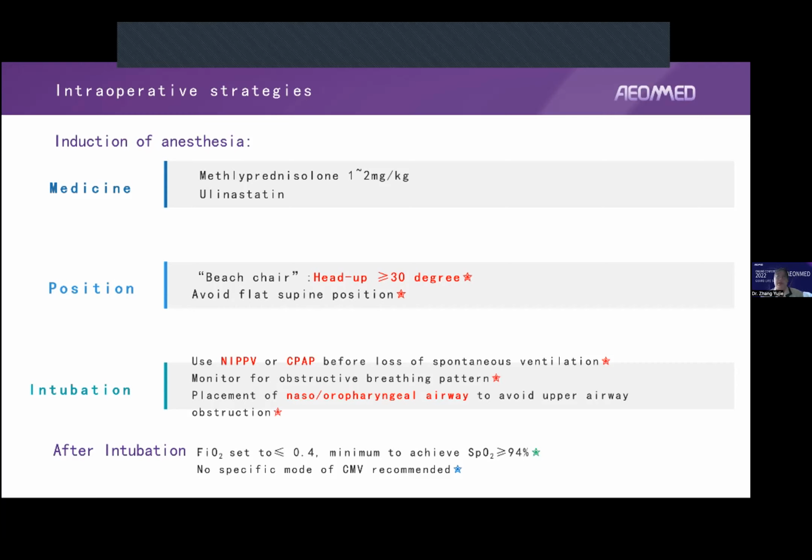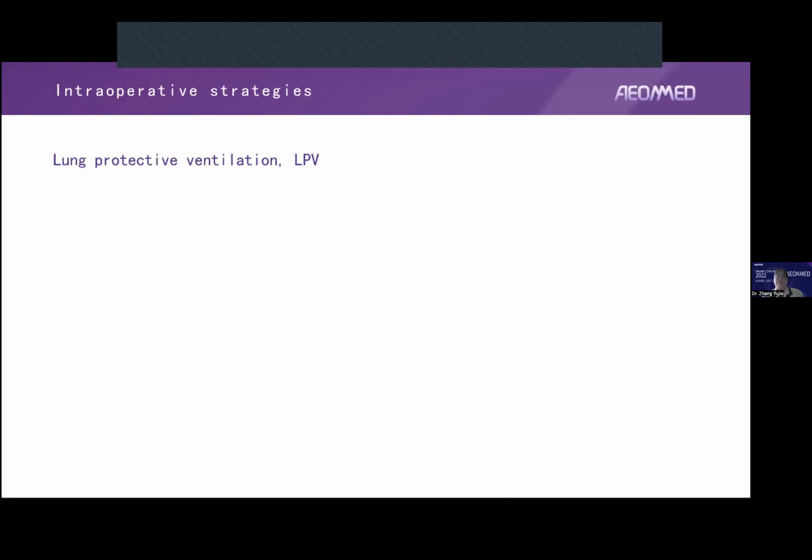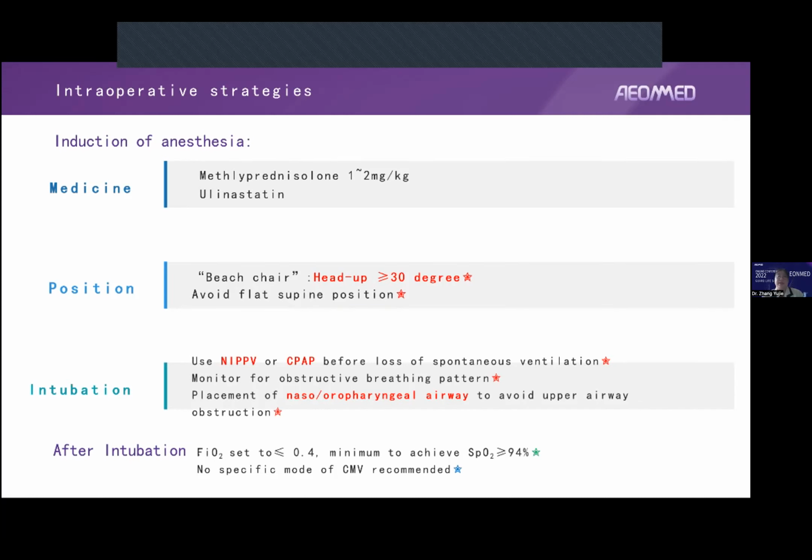And as you can see, this is a weak recommendation. And when we apply it, I suggest you consider your own experience as well as the patient's conditions. Okay. And sorry, I missed the ventilation mode. Since there's no strong evidence to support any kind of mode, whether volume controlled ventilation or pressure controlled ventilation, no specific mode is recommended. That means you can use both modes as long as it fits the patient. Okay.